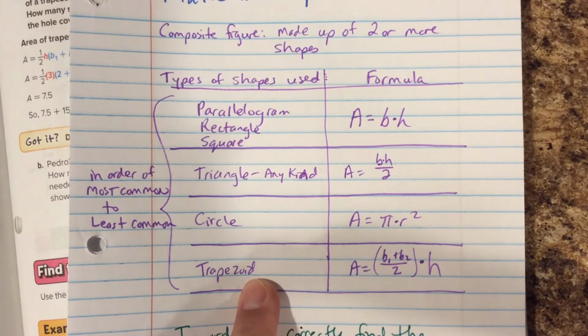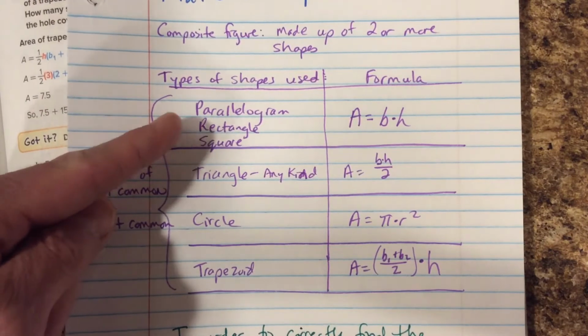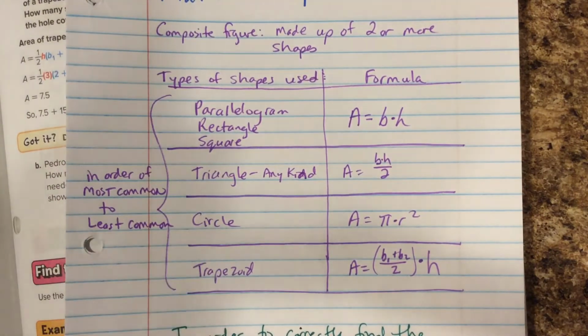All right. We think about a lot of buildings and a lot of patios or playgrounds. They don't have trapezoids in them. They're made up of 4-sided figures, triangles, or a circle. All right. So that's why I listed them that way. So make sure you get those.